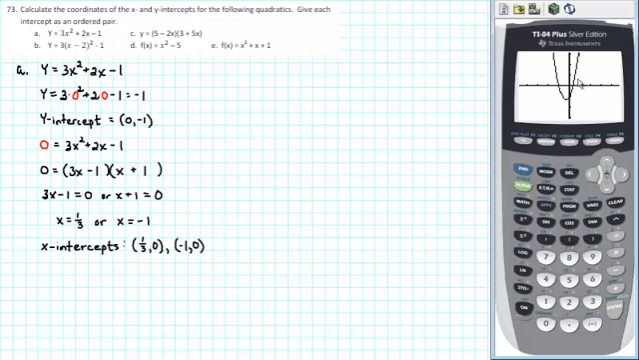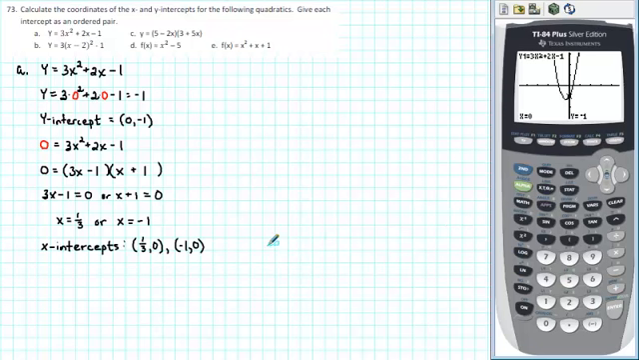We see that the graph is a parabola and we want to verify the intercepts. So for the y-intercept, we know that we need to let x be 0. So we'll go ahead and use trace, and the x value by default is 0, and we see that the corresponding y value is negative 1. So the y-intercept is (0, -1).